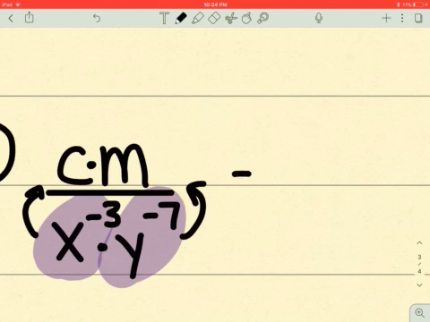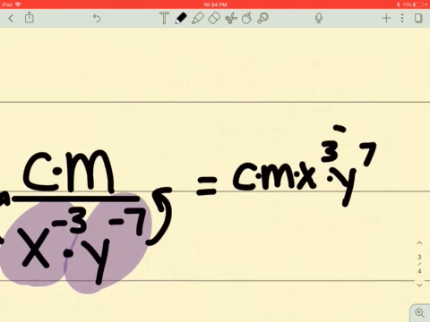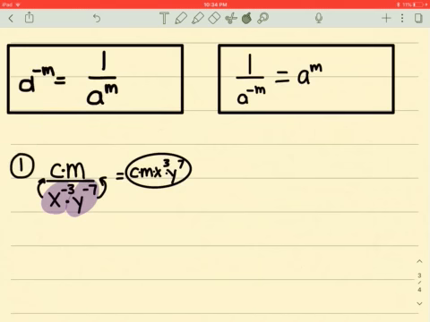So my final answer would be cm x to the 3rd, y to the 7th. And this is all one big multiplication problem right there. And that would be my answer. All I have to do is change the side of the fraction bar that they are on. That's it. I know it might seem a little more complicated than that, but there is nothing else to it besides that.